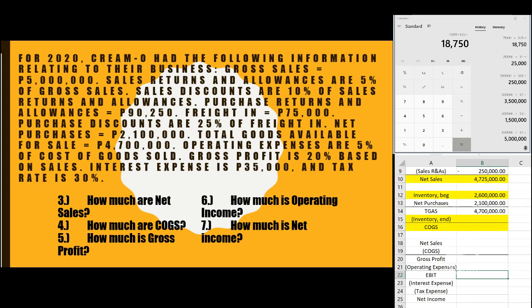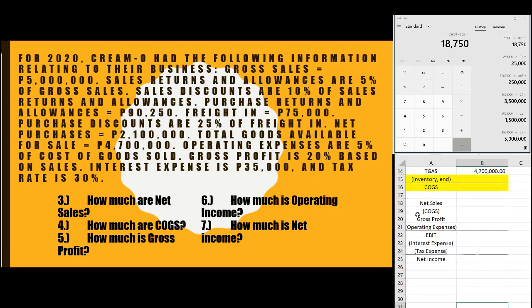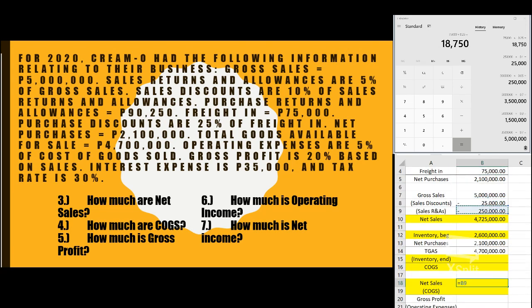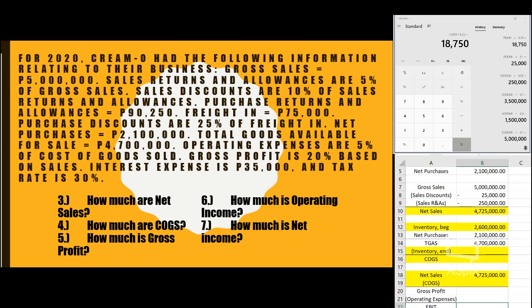Susunod na given is operating expenses. Operating expenses are 5% of cost of goods sold. So, we're going to go here. Operating expenses, this one should be 5% of this one. Ang problema, wala pa tayong cost of goods sold. Okay, this one, hindi na yan. This one, actually ito, nakita natin to. Na-solve na natin to, nandun siya sa taas. Cost of goods sold, wala pa rin.